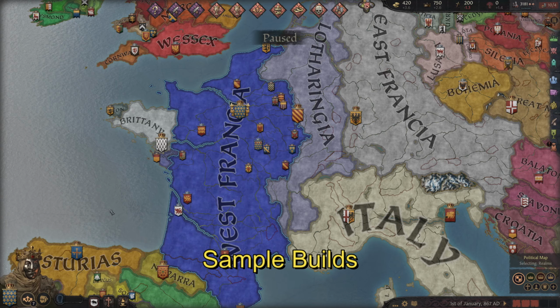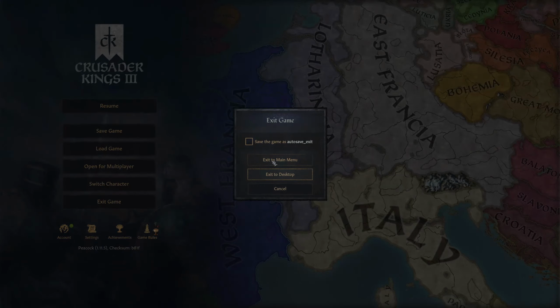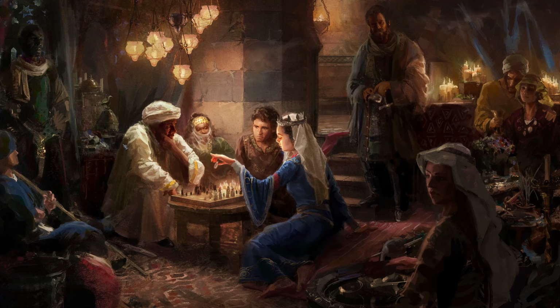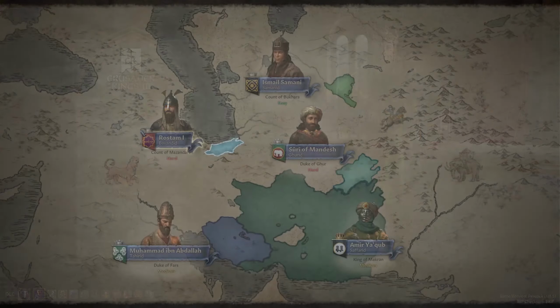Now that we've overviewed the ruler designer, let me show you some builds and my thought process behind them. They might not be the strongest builds, but that's because everyone has personal preferences on how to play, and I also enjoy some flavor in my builds.